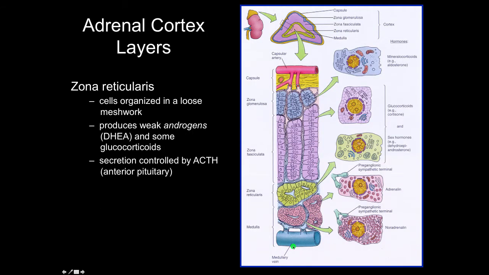Cells in the zona reticularis are organized in a loose meshwork of cells. These cells produce primarily weak androgens, the most prominent one being DHEA. They also produce some glucocorticoids. Like the rest of the cells in the adrenal cortex, secretion is under the control of the anterior pituitary. Adrenocorticotrophic hormone released from the anterior pituitary influences these cells to secrete their hormones.